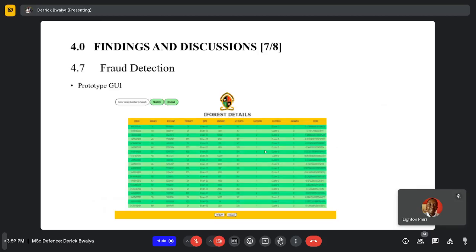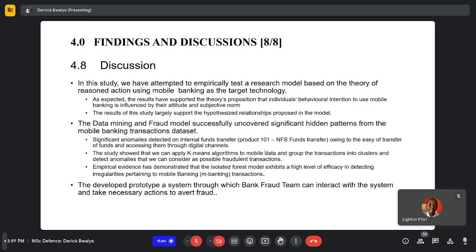In terms of the prototype, chair, we have put a GUI there that shows when this data is now fed into the system, the output. The end user who is able to interact with the system, this is the interface that gives them the ability to analyze the transactions and take the necessary actions.